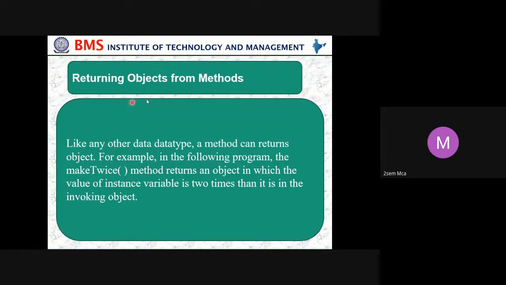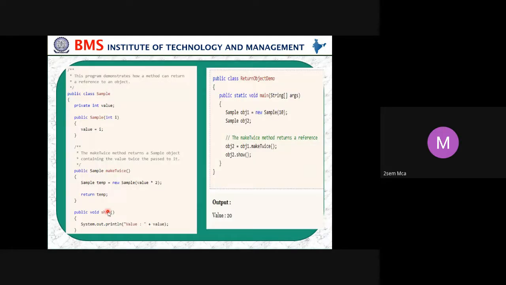Returning objects from a method. Like any other data type, methods can return an object. For example, in the following program, a makeTwice method returns an object in which the value of the instance variable is two times that of the invoking object. So we can see here.